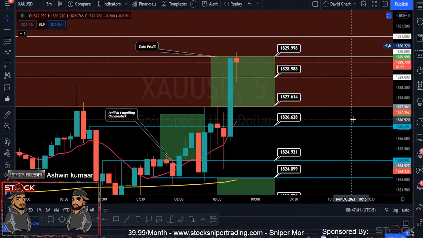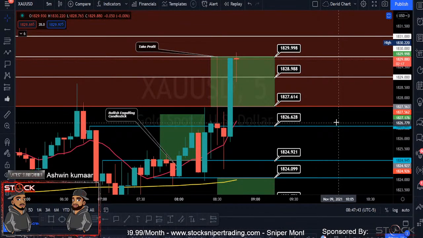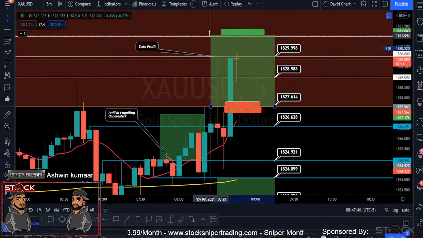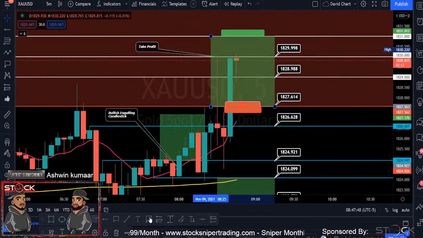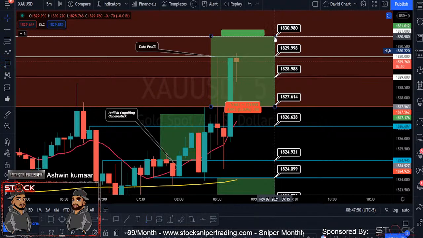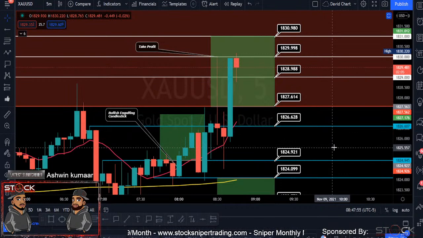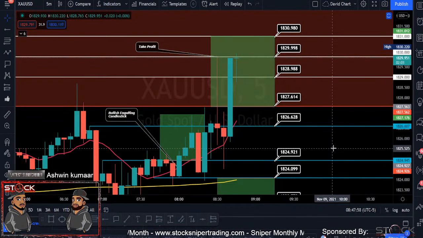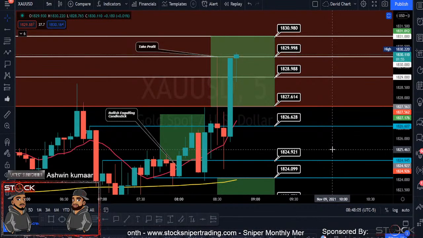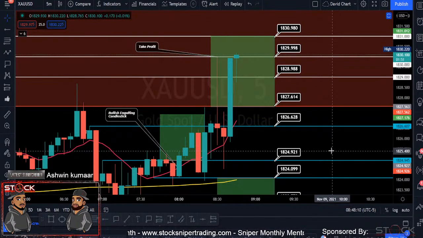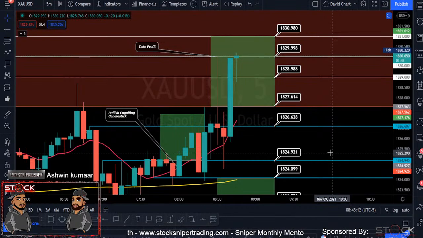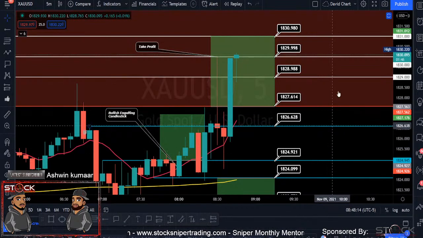Okay, so about 5 minutes left here. Okay, so guys, if price is going to rise again, you can see it's obviously going to 1829. Let's see if it'll get to roughly 1830.9. Okay, 1830.9.